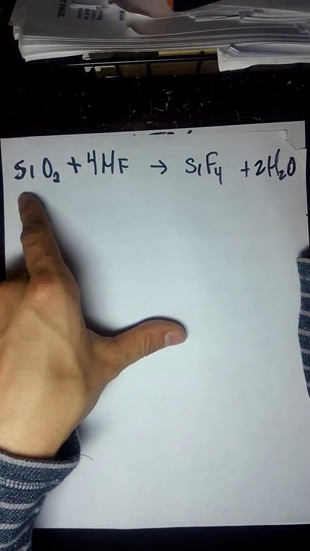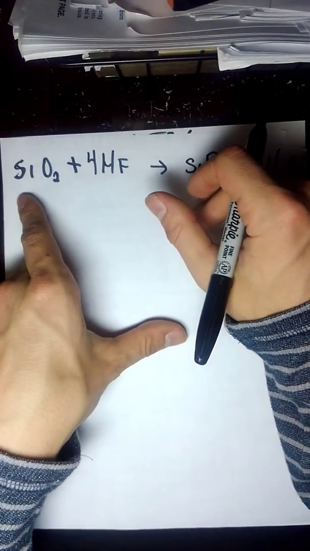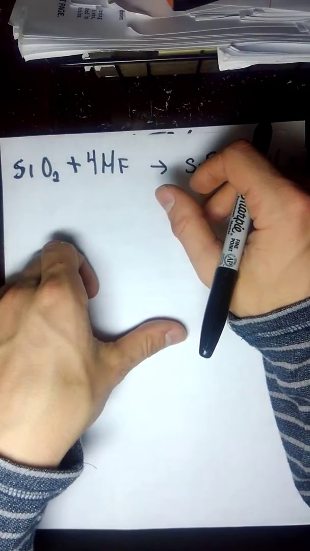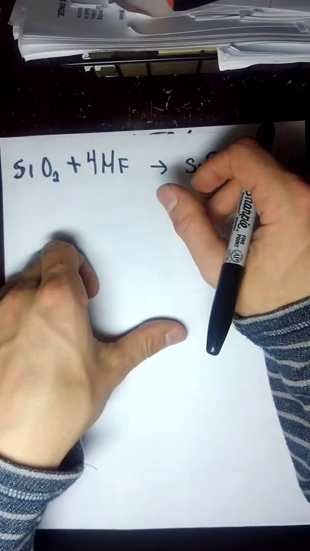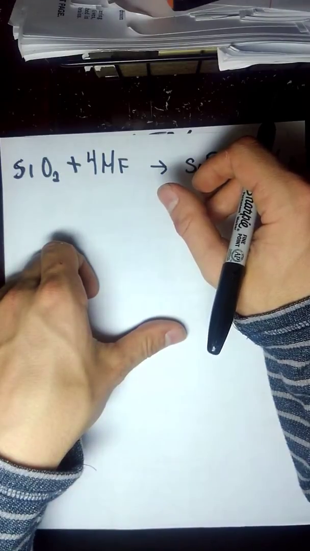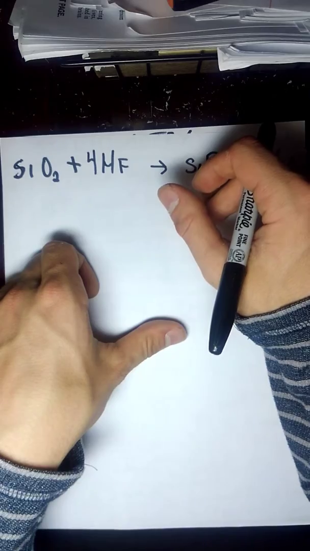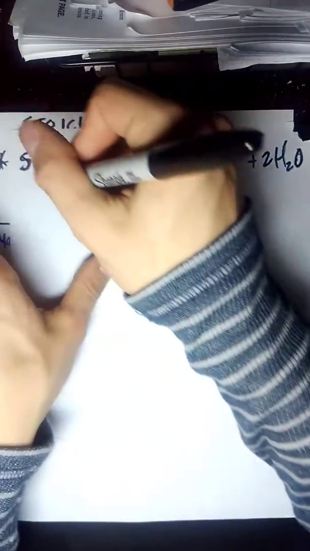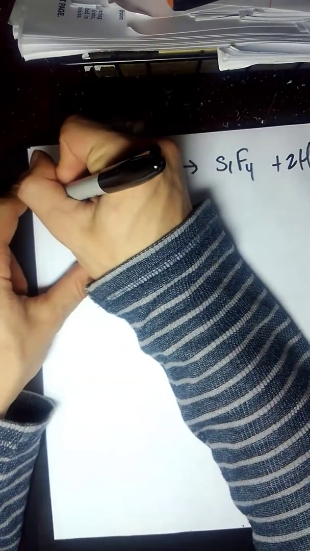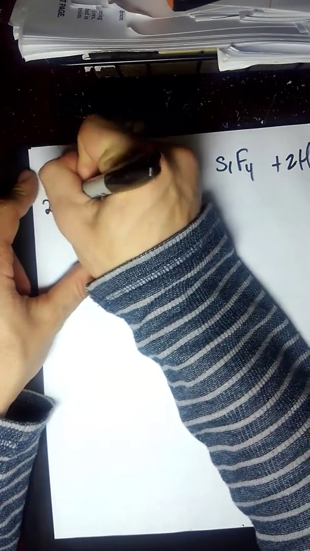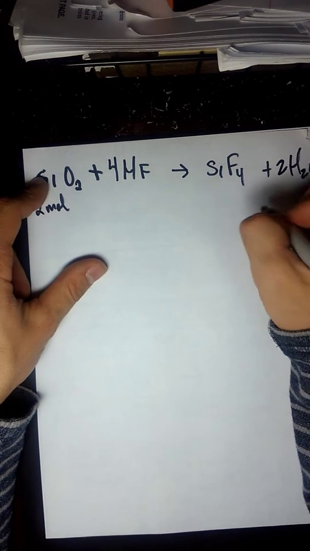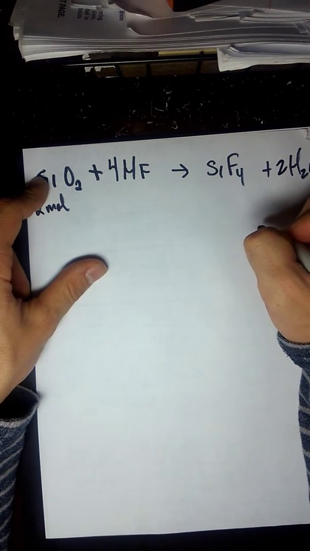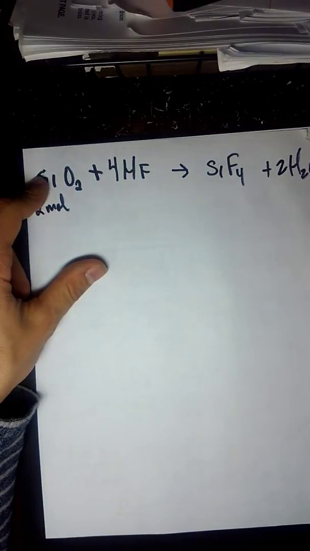Okay, so that's good. Now we're going to move into, let's say I'm given 2 moles of each here. Now I'm going to have excess reactant in this case. But let's just say, actually, let's just do this. Let's say we have 2 moles of silicon dioxide, sorry, not fluoride. So I have 2 moles of silicon dioxide.